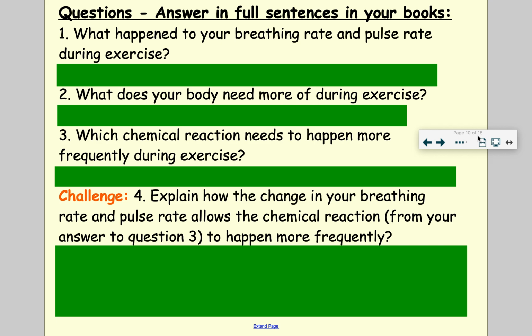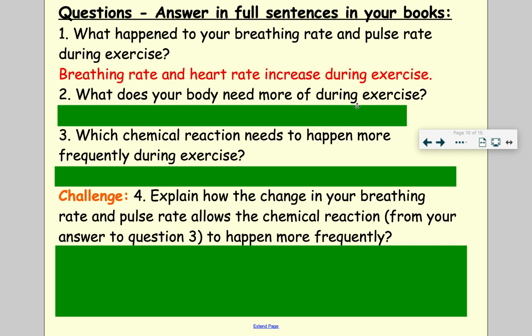So if you pause it now, right, hopefully you've got all those questions answered and hopefully it all made sense. Let's go through these then. So what happened to your breathing rate and pulse rate during exercise? So breathing rate and heart rate, so I've said heart rate instead of pulse rate, increases during exercise.